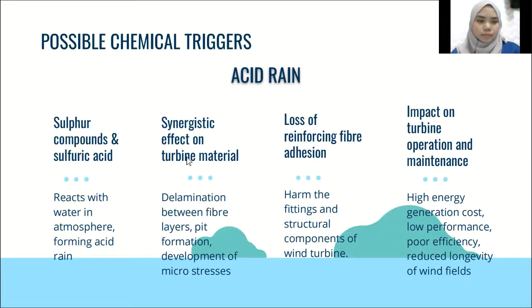The delamination between fiber layers, pit formation, and development of microstresses occur as a result of acidic rain conditions. Thus, it results in the loss of reinforcing fiber adhesion. Over time, exposure to acid rain will harm the fittings and structural components of wind farms. Also, the turbine's operation and maintenance processes will be affected, which is directly related to high energy generation cost, low performance, poor efficiency, and reduced longevity of wind fields.